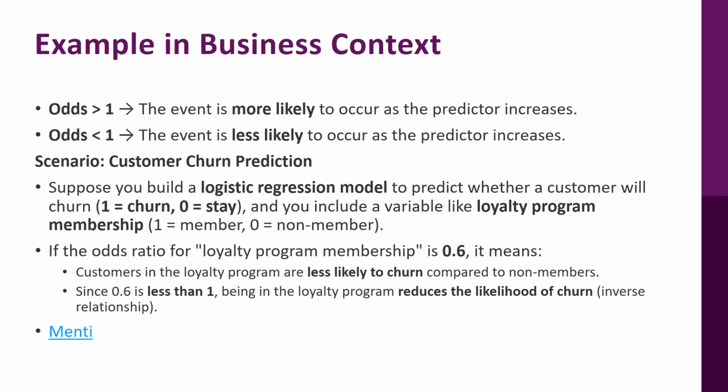When you run the logistic regression model, if the odds ratio for the loyalty program membership is 60%, that means that customers in the loyalty program are less likely to churn compared to non-members. Since 60% is less than 1, that means being in the loyalty program reduces the likelihood of churn. And these two variables have an inverse relationship. So that's how you can interpret odds in a logistic regression model.